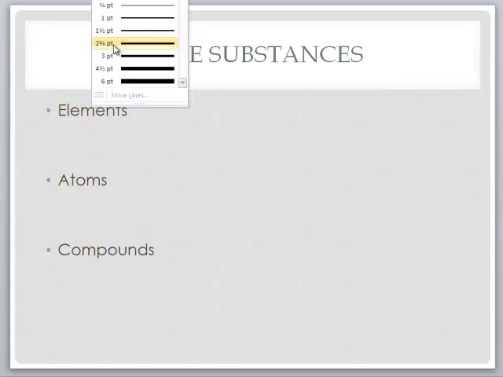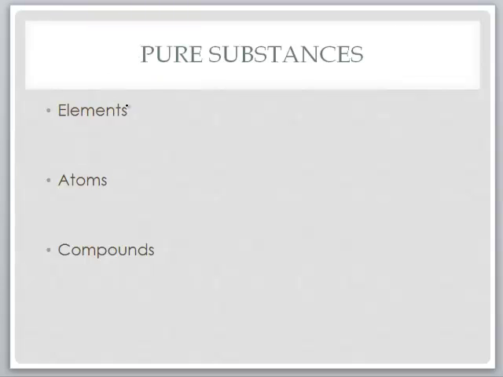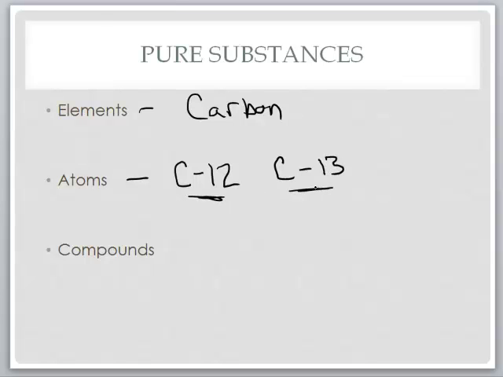We said that pure substances then were elements, say the element carbon. Atoms of the element are the individual pieces that make up that element. So maybe an atom of carbon-12 or an atom of carbon-13. Again, we'll talk later about what those designations mean. The other type of pure substance we have is a compound. Take more than one atom, chemically bond them together, and you have what we call a compound.